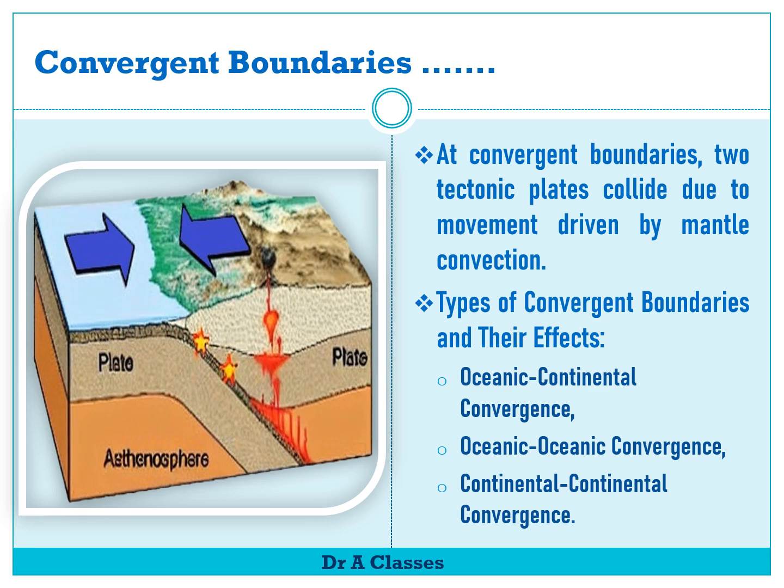Convergent boundaries. At convergent boundaries, two tectonic plates collide due to movement driven by mantle convection. This interaction results in either subduction, one plate sinking below another, or continental collision, both plates pushing upward to form mountains. Types of convergent boundaries and their effect.